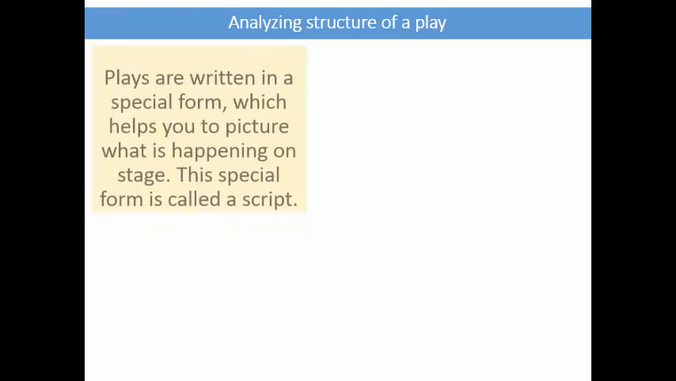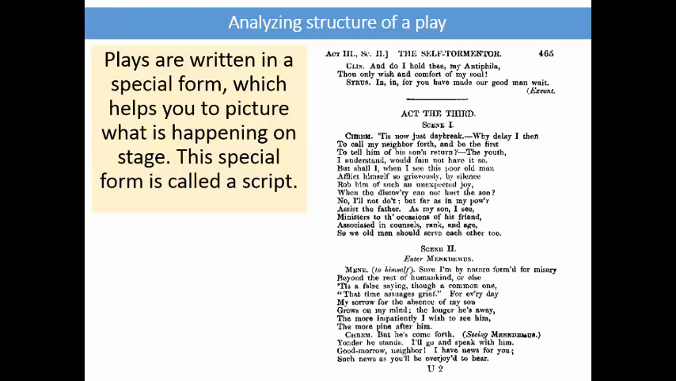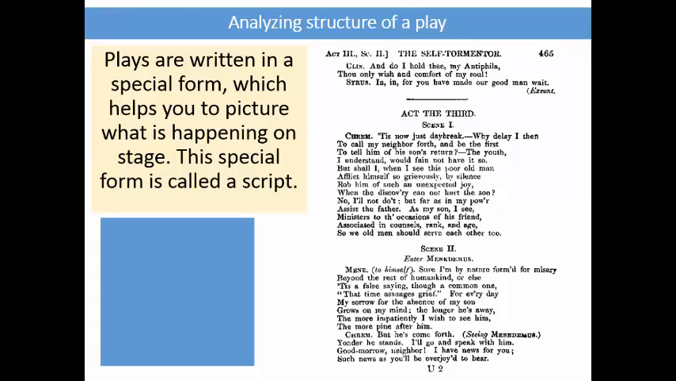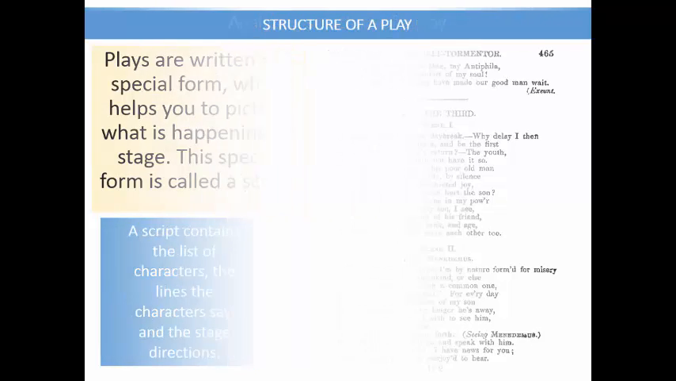Let's talk about how we analyze the structure of a play. Plays are written in a special form. It helps you to picture what's happening on stage. This special form is called a script. This is what a script looks like. A script usually contains the list of characters, the lines the characters say, and the stage directions. So let's look at each of these.